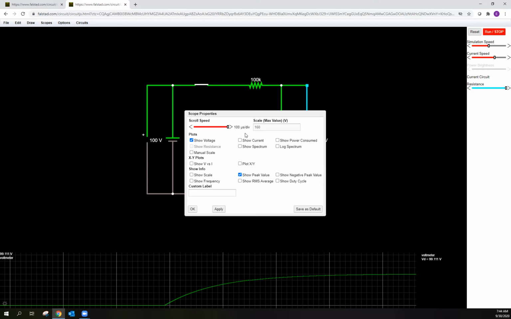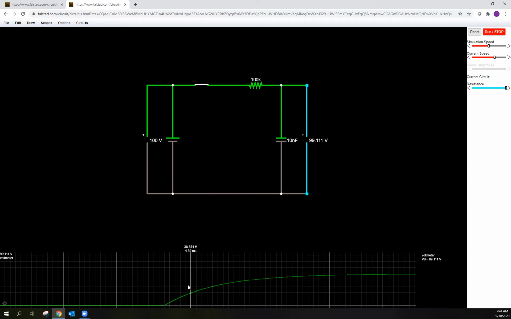Now I can go into the properties and change the milliseconds. So I have 100 microseconds per division, which is 0.1 milliseconds. So 10 of these divisions is 1 millisecond. We said that 10 of these divisions is 1 millisecond. So if I go from here to here, this should be 1 millisecond. Look at the voltage, 63 volts, right? So that's matching our time constant, right? So in 1 millisecond, which is 10 of these little blocks, I get 63 volts.